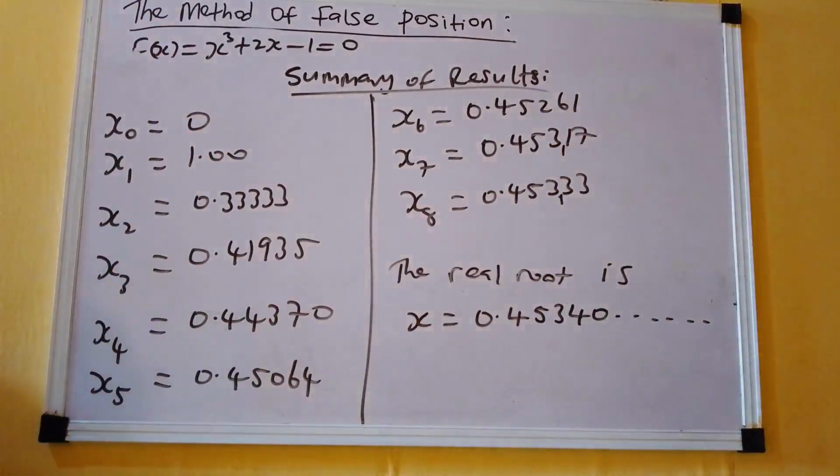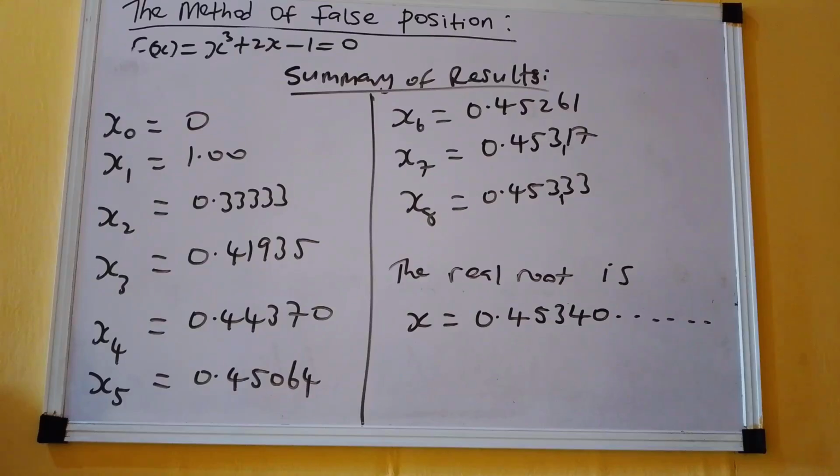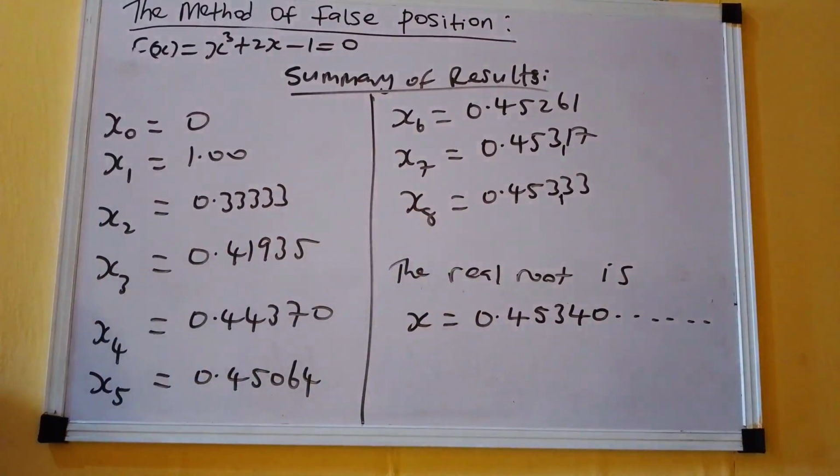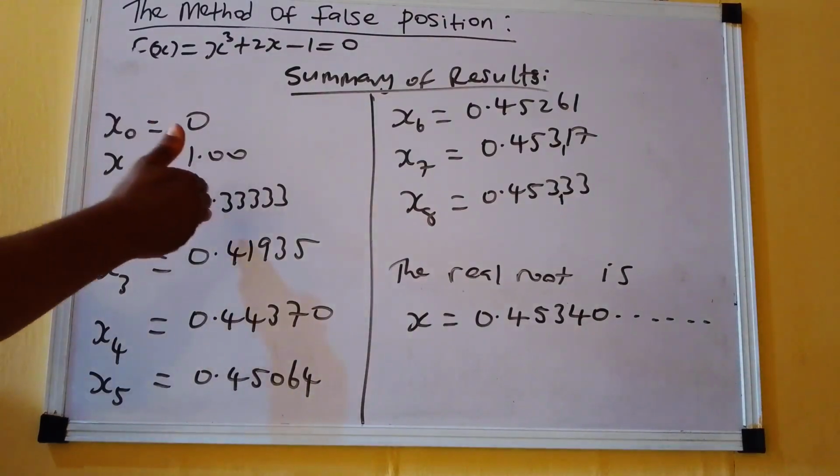Up to 3 decimal places, 0.453, 0.453 for x7 and for x8. So we have been able to achieve accuracy up to 3 decimal places. If you look at how we started, we chose x0 and x1. x0 is negative, f of x0 will be negative as retained, while f of x1 will be positive. Then from there we got our x2.